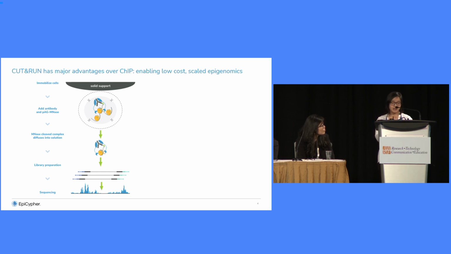You have intact cells or nuclei immobilized to a magnetic solid support. You add your antibody, and it diffuses into the cell to find its target. Here we're showing a PTM. So this is a more physiologically relevant environment. You add your pAG-MNase, which, when activated, clips the DNA. This nucleosome complex diffuses out into the solution, so you're separating your signal from noise. You then proceed to library prep and then into sequencing.